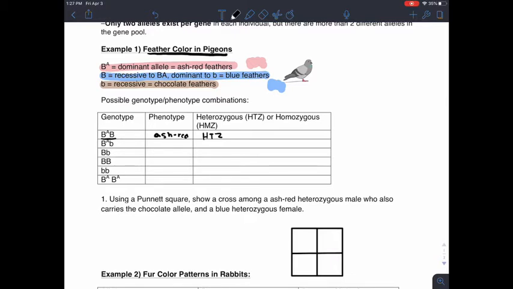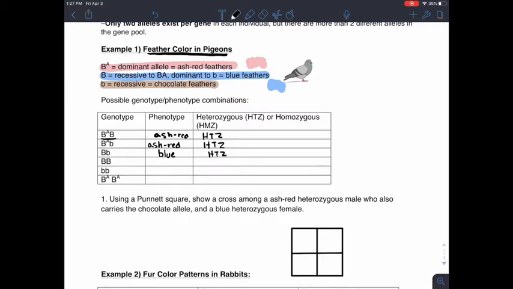Up next would be BA lowercase b, which would be ash red to chocolate. It's once again ash red feathers because that is dominant to chocolate feathers, and it would be heterozygous again. Up next is capital B lowercase b, which would be blue feathers to chocolate feathers, and it would end up being blue. This is because the capital B is dominant to the lowercase b, so blue feathers are dominant to chocolate feathers. This would also be heterozygous.